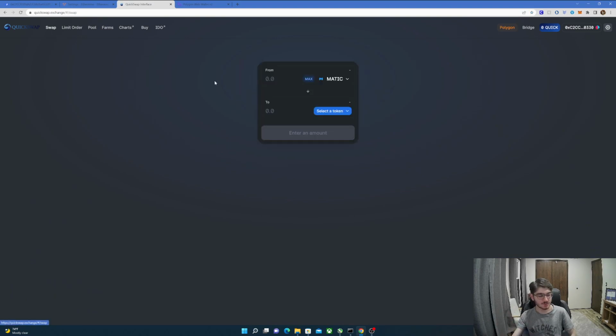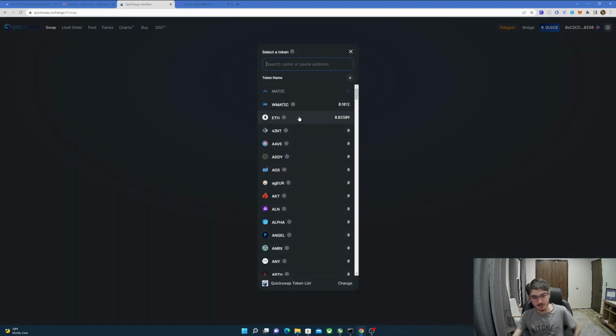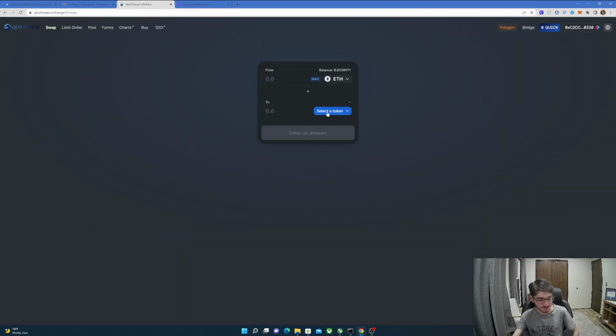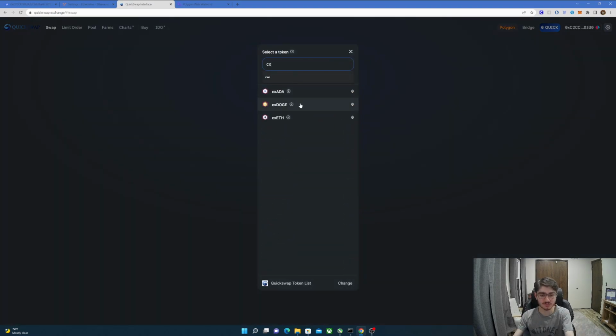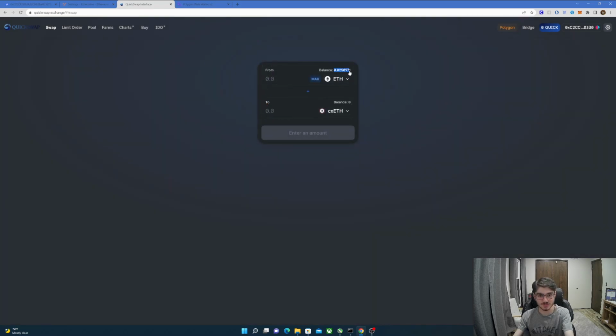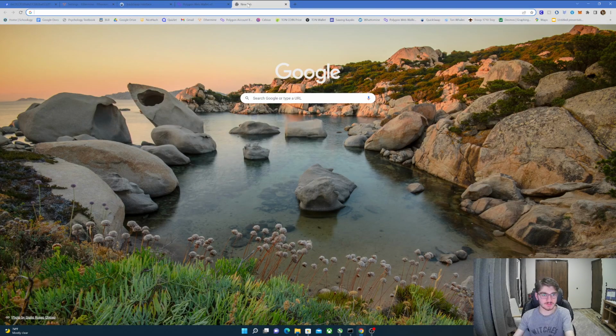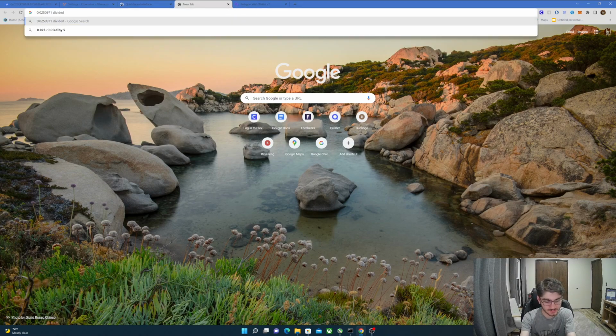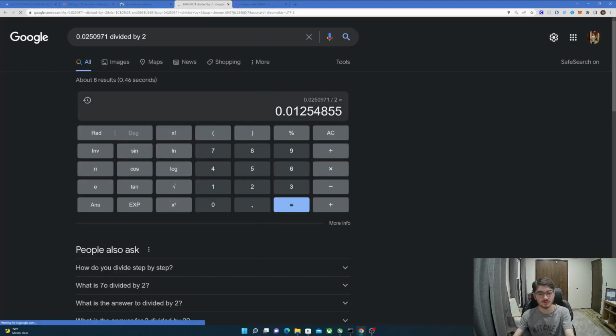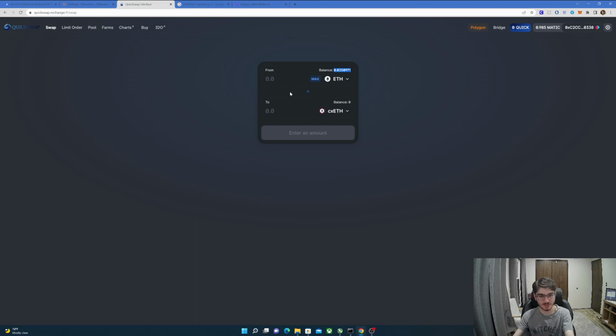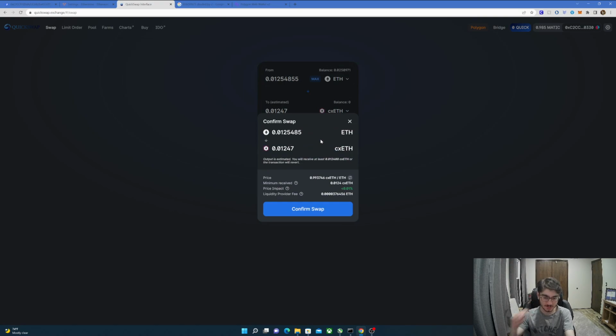So when you go on swap, we obviously only have ETH right now, so we need the CX ETH. Since these two assets are worth the exact same dollar value no matter what, I'm going to just take this number and divide it by 2. So we get this. I can obviously do the math, but with those little decimals, I'm trying to make it as exact as possible. So you want that much ETH left in your account and that much CX ETH. So you're going to press swap, and then you can confirm swap.